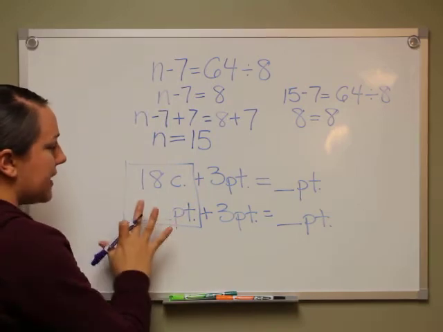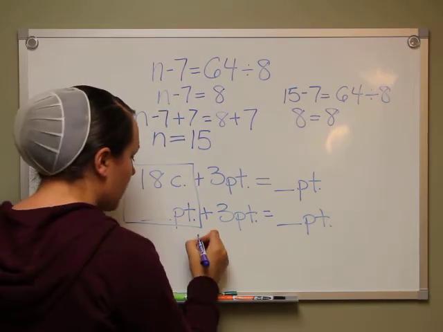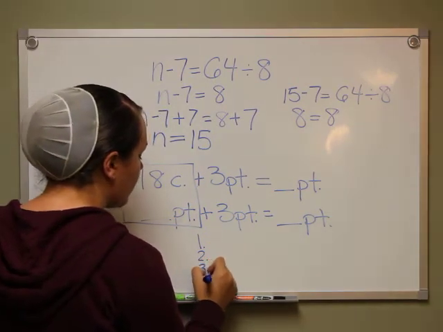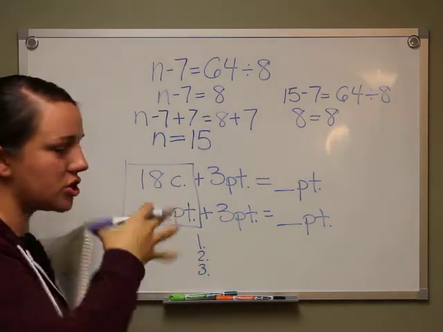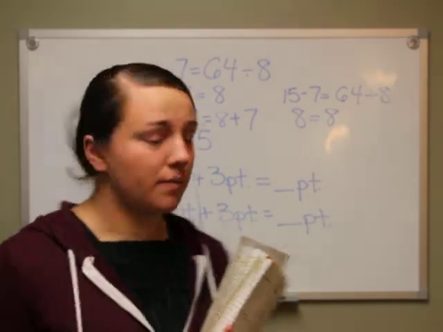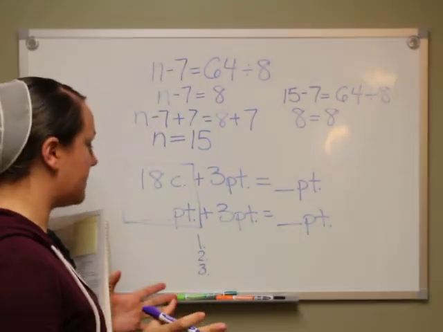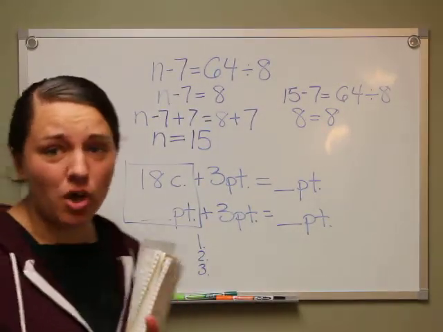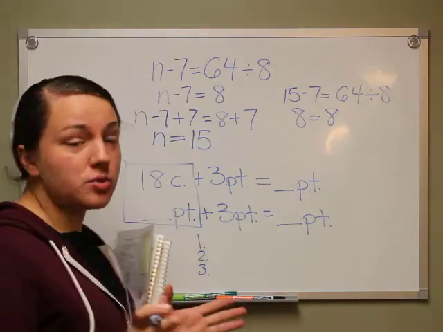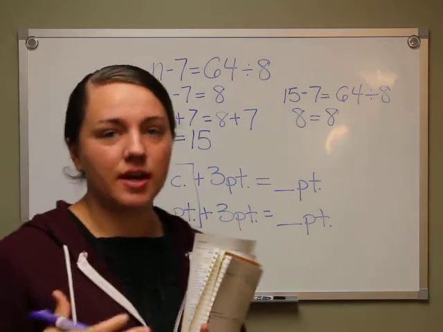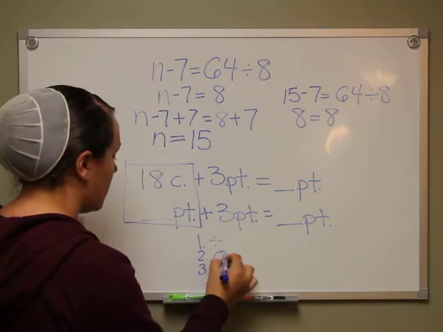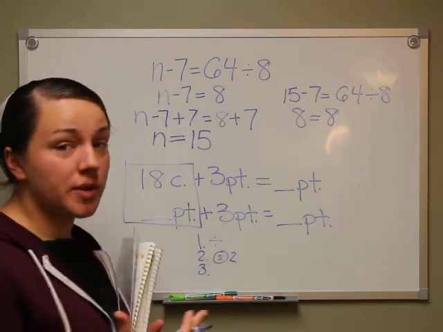Okay, so now we need to solve in the box. So we have 3 steps to do that. Now, first of all, are we going to multiply or divide? Are we changing from larger to smaller or smaller to larger? We have cups to pints. Okay, so that's smaller to larger. So that means we're going to divide. Now, what is our special number? How many cups are in a pint? Now, there are 2. So 2 is our special number.